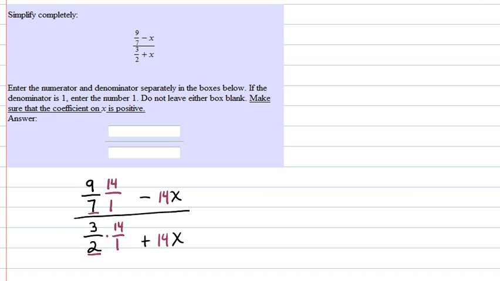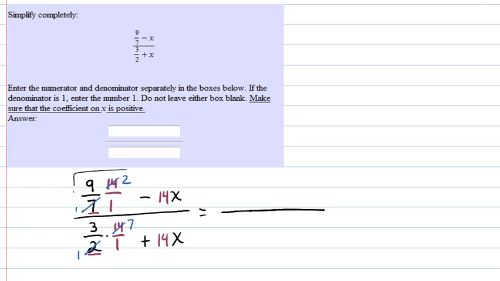Okay, watch what happens on the next step then. Our fraction should be gone because we know 7 goes into 14 twice. That's why we chose 14. On the bottom, 2 goes into 2 once, and it goes into 14 7 times. So in my next step, the complex part of the fraction should be gone.